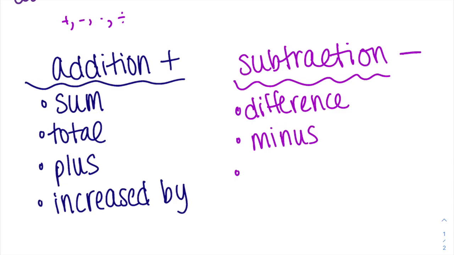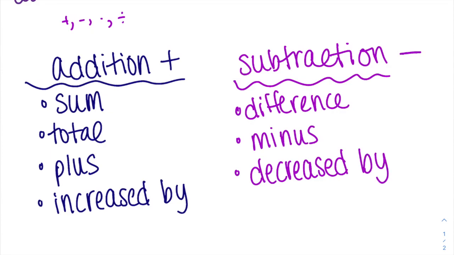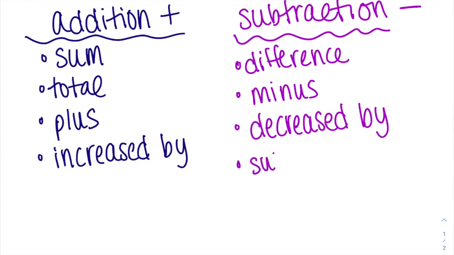Another phrase is decreased by. The total value of my car decreased by $10 yesterday. So my car went down in value by $10. So decreased by would be another way to say, hey, she's talking about subtraction. She's talking about taking value away from something. Another way we might even just say subtracted from. 5 subtracted from 10, which would be 10 minus 5. That's another way of indicating that we're talking about subtraction.